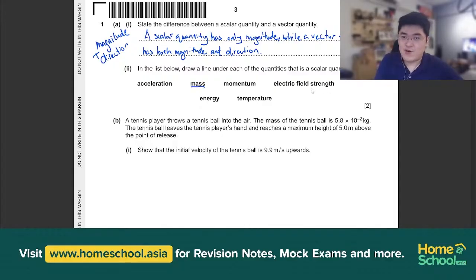Next, electric field strength also has a magnitude and also a direction, because if you remember electric fields, they do have a direction with all these arrows and stuff. So because of that, electric field strength is also a vector. Now these last two. Energy is in joules, and when you measure energy you don't really measure what direction the energy is. So of course, because of that, energy should be a scalar quantity.